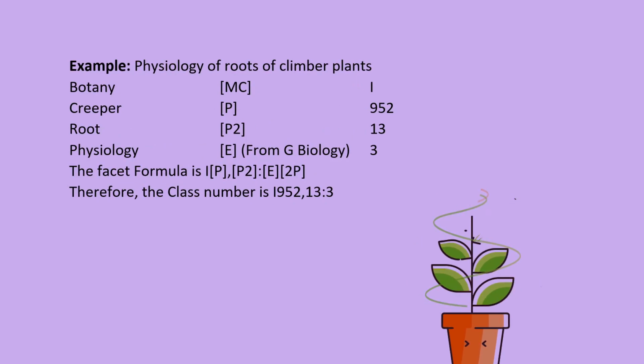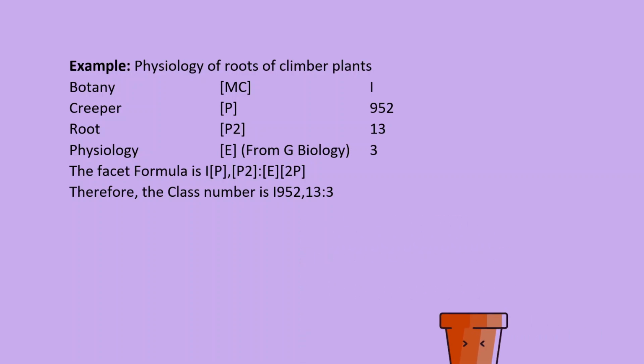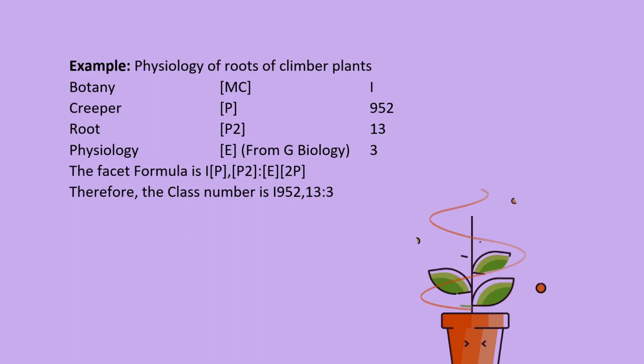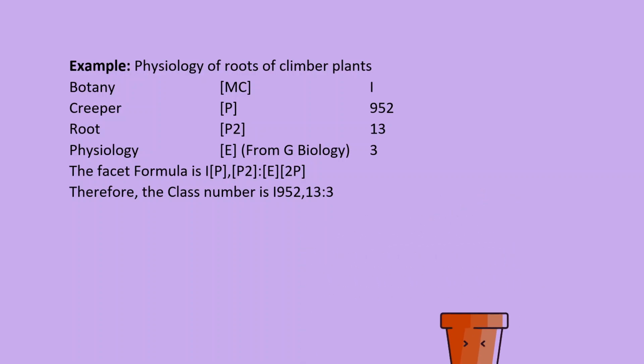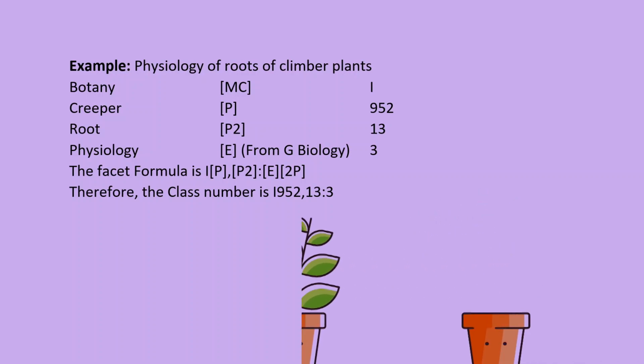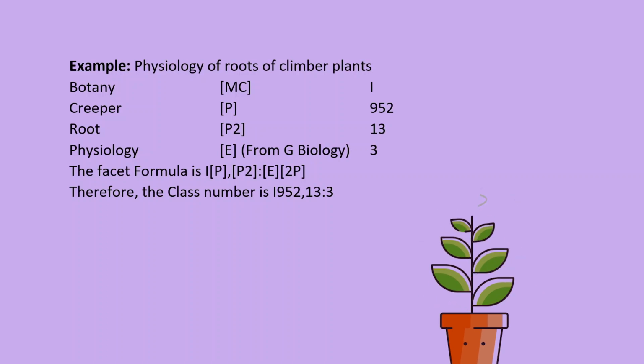The creeper we get from the main class I botany, from the personality facet 952 creeper. Then its root comes from the second level personality facet, indicated by the notation 13, and physiology comes under the energy facet from the main class biology, indicated by the notation 3. Therefore the class number will be I 952, 13 colon 3.